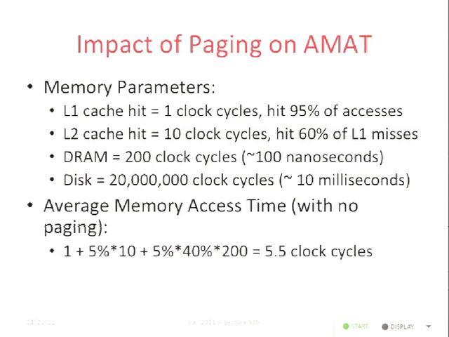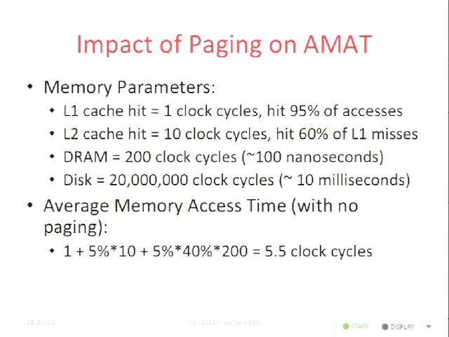So if we have these parameters and we don't have to go to the disk, then we pay 1 cycle to go to L1. 5% of the time, we have to pay 10 cycles to find what we want in L2. And then 40% of those times, what we want isn't in L2, and then we've got to go to memory, and that costs us 200 clock cycles. So if you do that calculation, you end up with your average memory access time is 5.5 cycles, okay?